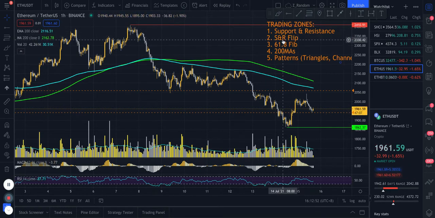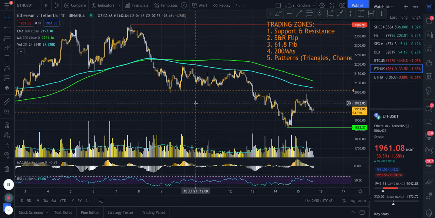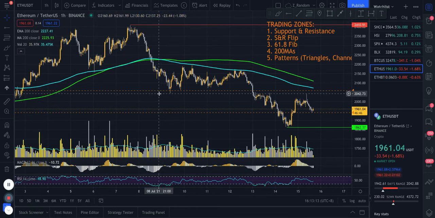Okay, second thing, support and resistance flips. So what this means is any support that has been broken could potentially become resistance and vice versa. And while looking at this chart, and I actually mentioned this in yesterday's video, where do we see an SR flip? We see it right here, right?